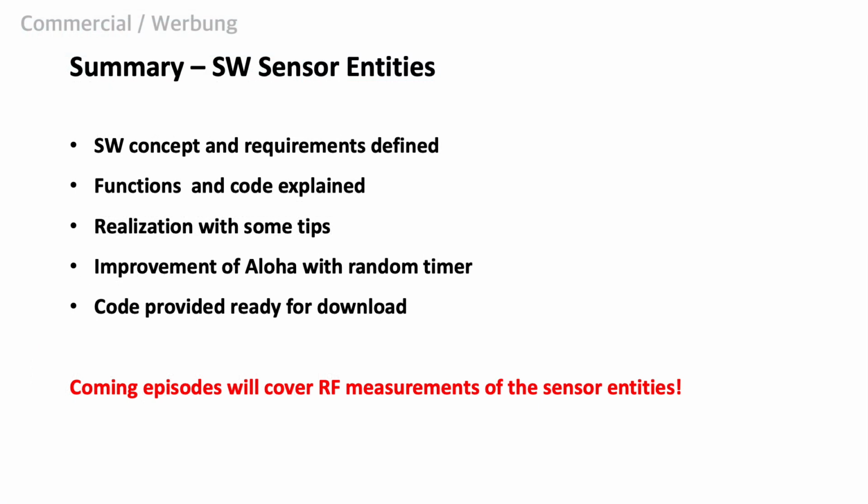We can now summarize that our software concept and the requirements were defined. The functions and the code were explained together with some crucial tips. Especially analog readings like battery voltage can be tricky. Further improvements were proposed in case many sensors should be used. The code you will find in the download section, and I hope you enjoyed this episode. In the next episode, we will perform RF measurements of our LoRa transmitter.